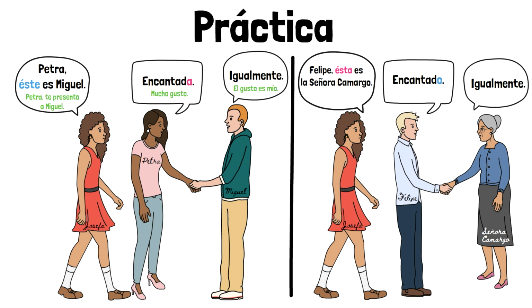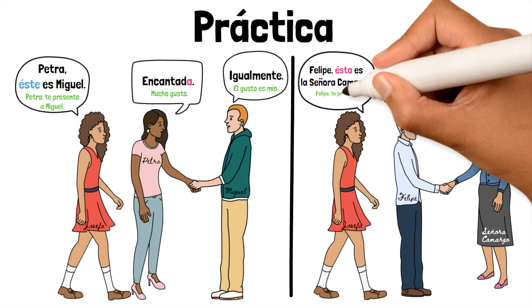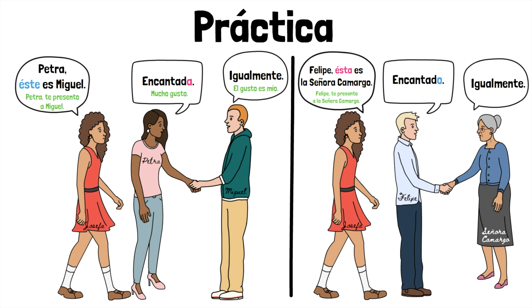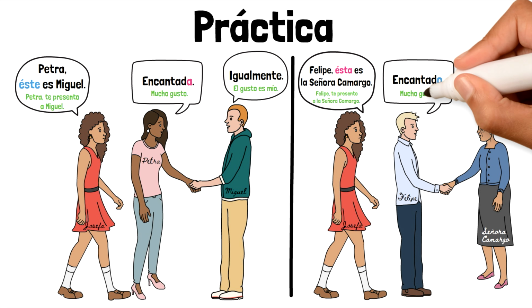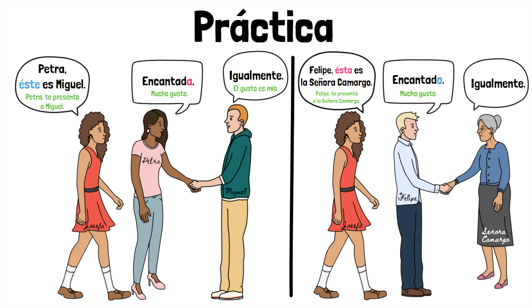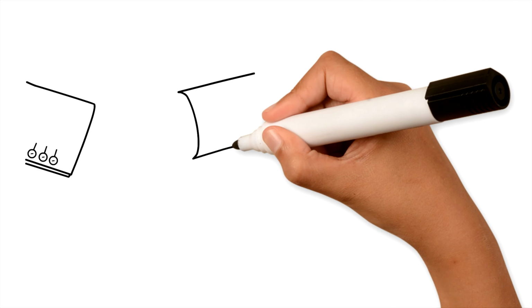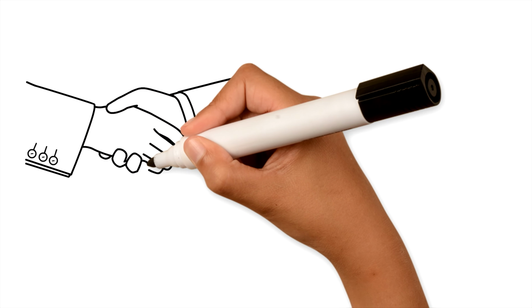And before we're done, let's look at how this could have gone differently. Felipe, te presento a la señora Camargo. Felipe could have said, mucho gusto. And la señora Camargo replies, el gusto es mío. That's it, friends. That was some good practice. Now you know how to introduce yourself or how to introduce somebody else.